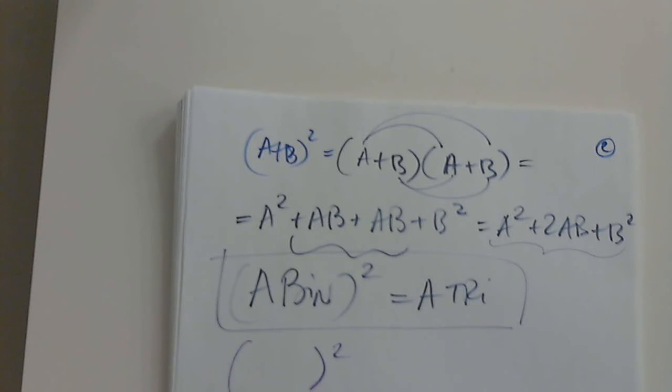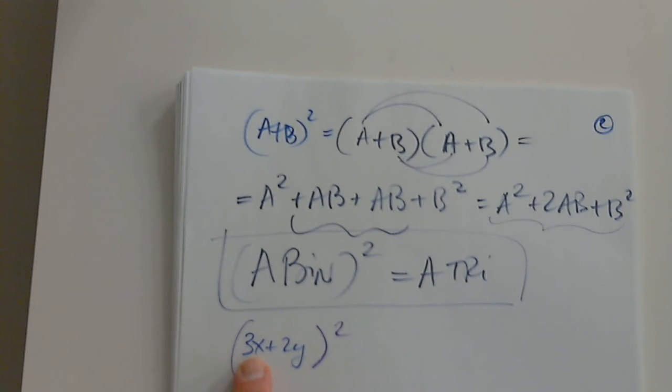3x plus 2y squared. Thank you, Vicky. 3x plus 2y squared. How many terms are we going to write in the answer? Exactly 3, right? We expect a trinomial. So first we will square the first term. Can anyone square the first term for me?